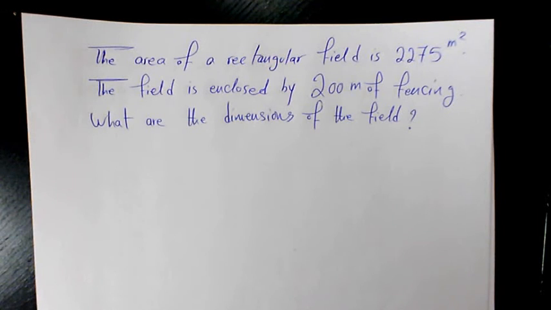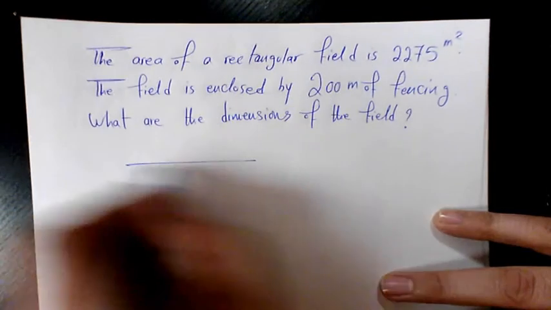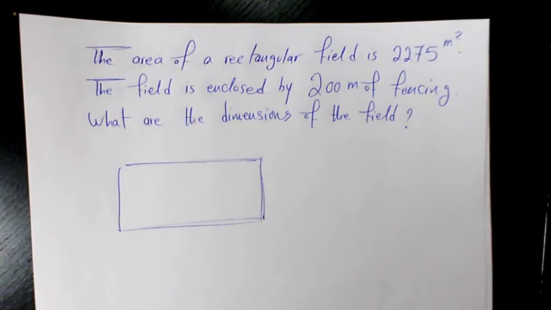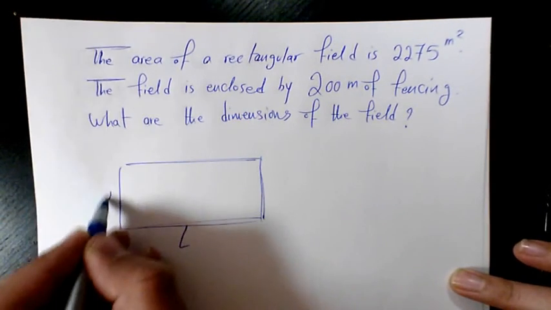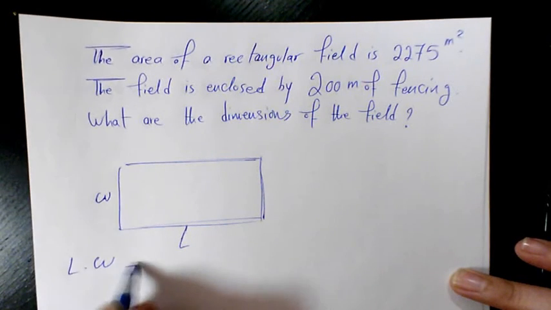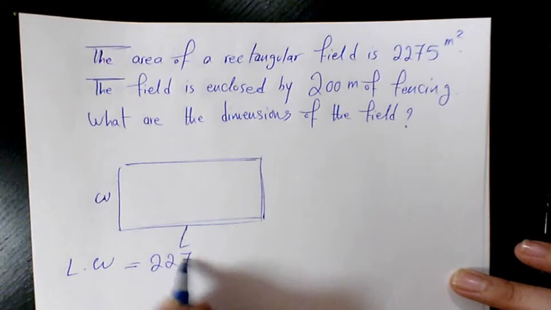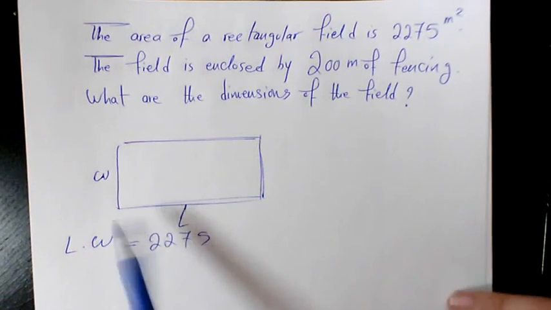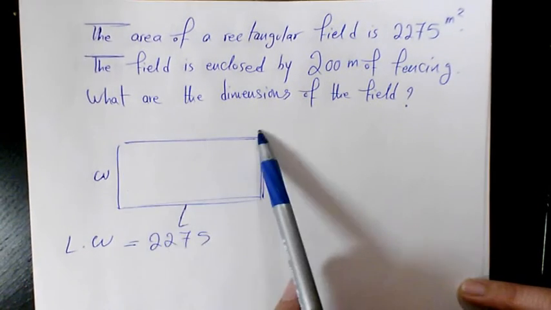Next example. The area of a rectangular field is 2275 square meters. The field is enclosed by 200 meters of fencing. What are the dimensions? Okay, so basically the area and the perimeter of this rectangle are given. If there's length and width, L times W is going to be the area, which in this case is 2275 square meters. And the perimeter is L plus W plus L plus W.